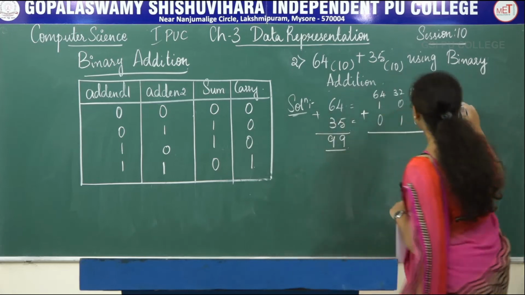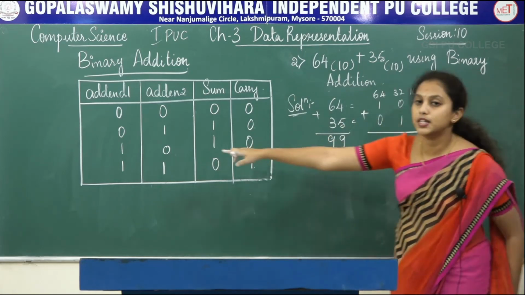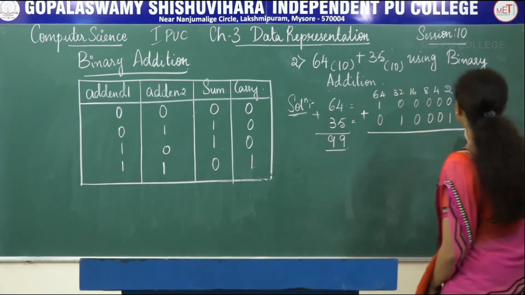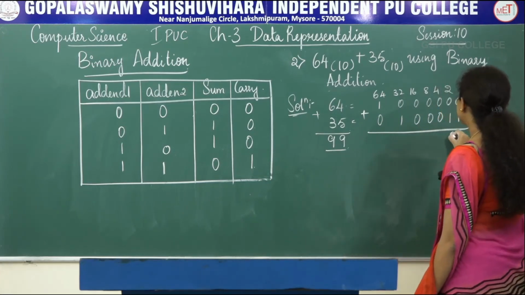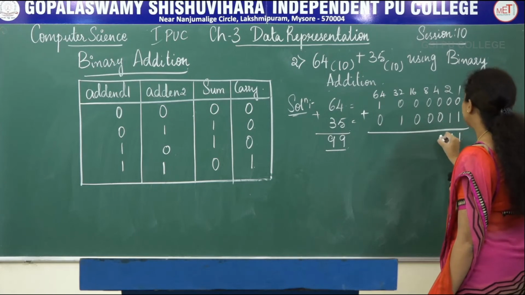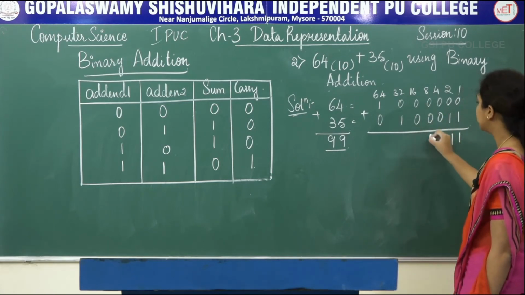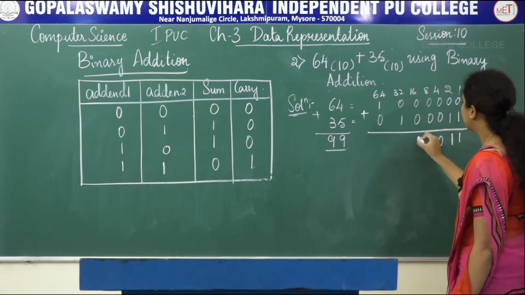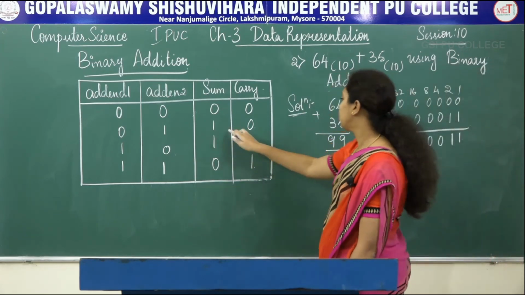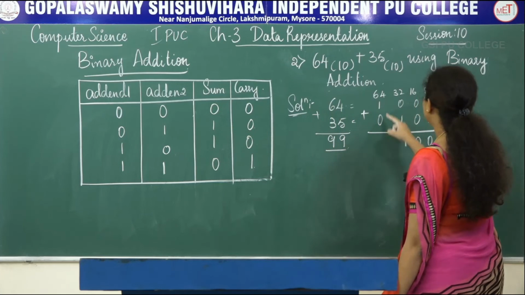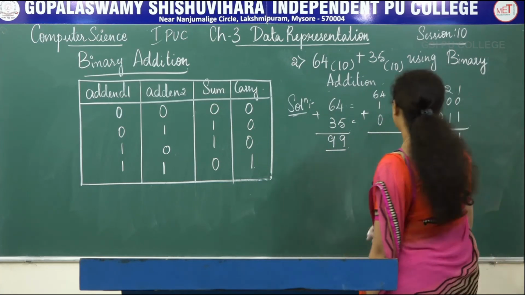So add 0 plus 1. What is 0 plus 1? Sum is 1, carry 0. 0 plus 1 is 1. 0 plus 0 is 0. 0 plus 0 is 0. 0 plus 0 is 0. 0 plus 1 becomes 1. 1 plus 0 becomes 1.